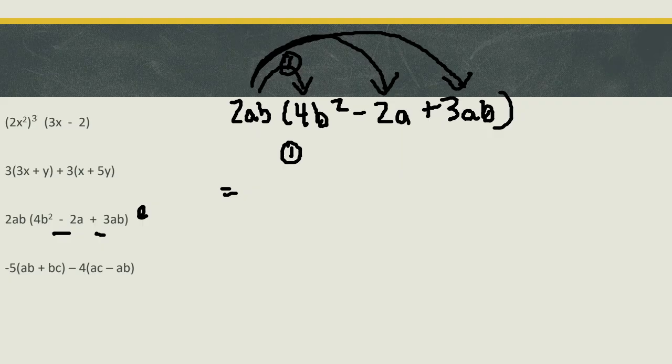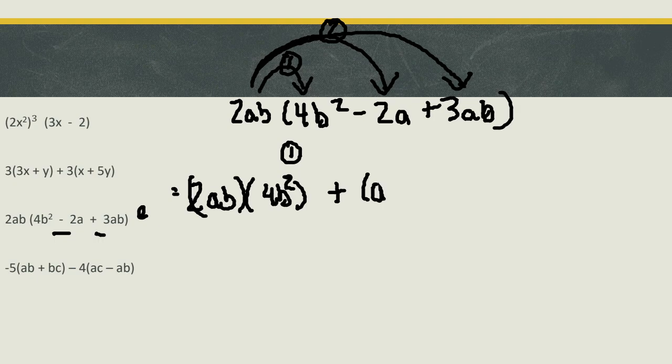Let's write it all out. It's going to be really messy, but let's write it all out. So I have 2ab times 4b². That's my first arrow. My second arrow is going to be 2ab again, which I keep forgetting to write the 2 on. It's been a long day.